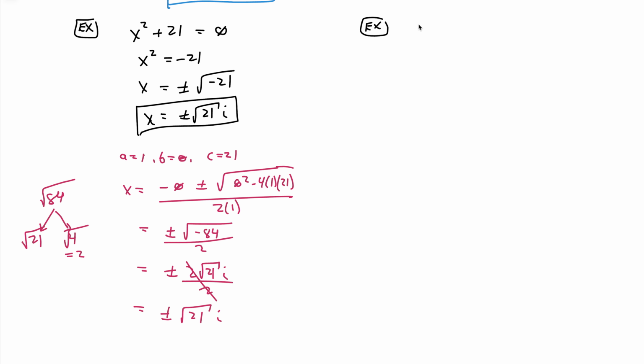Okay. Another scenario, super similar to this, would be y squared plus 7 equals 0. Same setup, right? y squared is negative 7. y would be plus or minus the root of negative 7, which means y is plus or minus root 7 i.